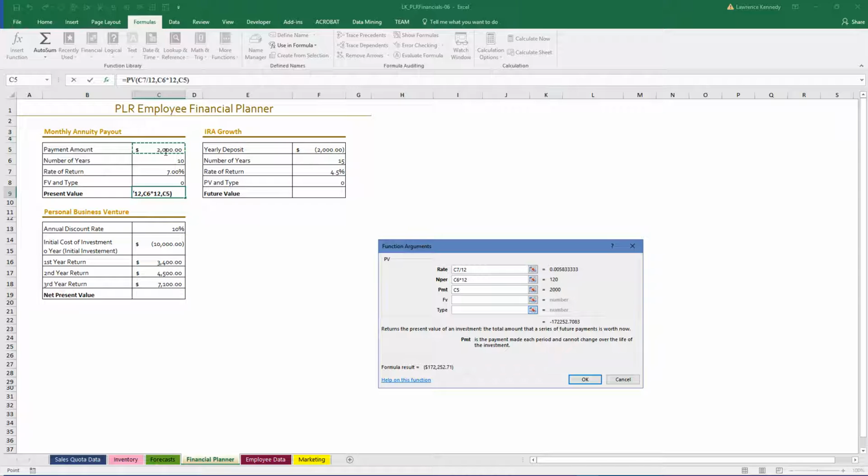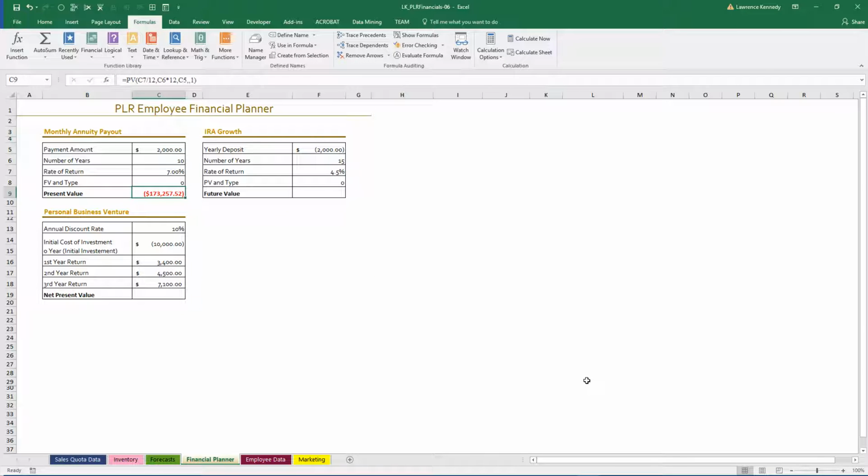And because I'm not looking for the future value, I can skip that. And let's click in here. I'll put in 1 because the payment starts at the beginning of the month. Hit OK. And this tells me the present value of this monthly annuity payment over a period of 10 years. The present value is worth $173,000.